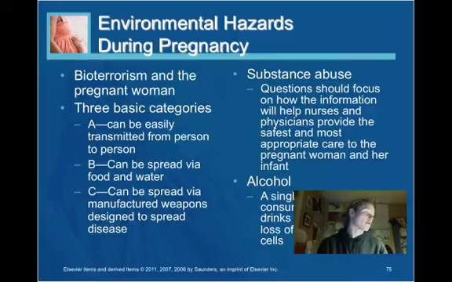So, for example, hantavirus or tick-borne encephalitis.